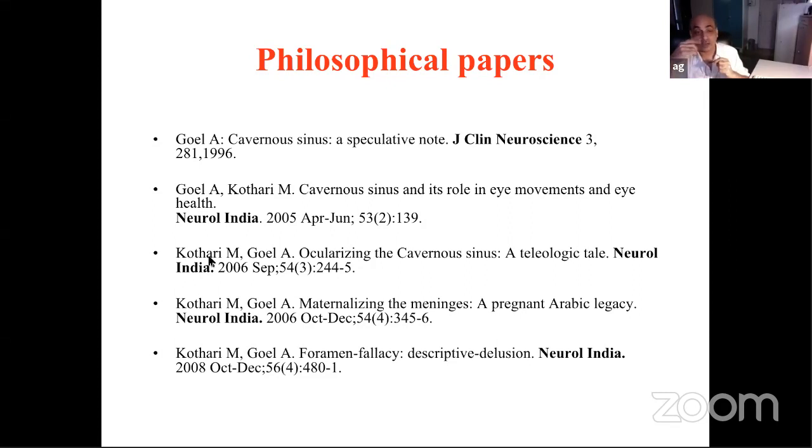So at that time, this article of mine was published in 1996, a speculative note, and there are subsequently many articles of mine on the subject of the function of the cavernous sinus. If you see this title, cavernous sinus and its role in eye movements, we all know the role of the sixth nerve, the fourth nerve, the third nerve. We know the optic nerve has the function of vision. But do you also know that the cavernous sinus also has a role in vision? The cavernous sinus also has a role in eye movements.